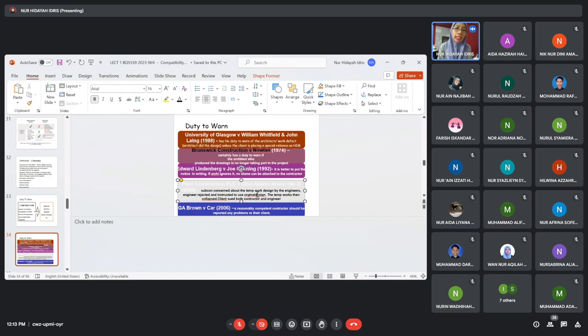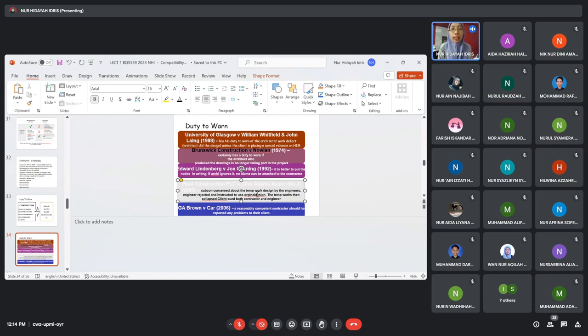So last time, okay, GA Brown versus CORE 2006. Reasonably competent contractor should have reported any problems to the client. So I've mentioned just now, okay, selalunya tak ada issue on duty to warn. So basically there is no duty to warn of the contractor kepada client. Tapi untuk GA Brown and Carr 2006 ini, dia punya verdict a bit different, whereby dia kata a reasonably competent contractor by right should have reported. Kalau you are truly a competent ataupun a very capable contractor, right from the beginning you dah boleh nampak, you dah boleh detect what went wrong with the drawing plan ataupun with the site. So basically you have a duty to warn kalau in that case.